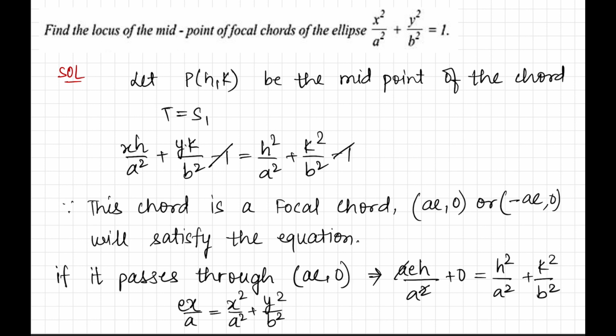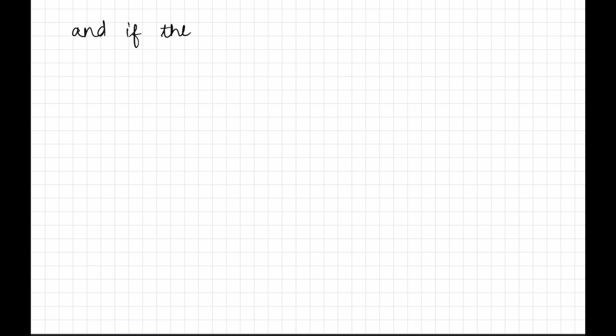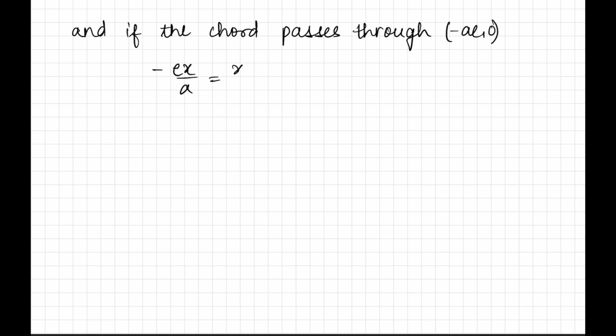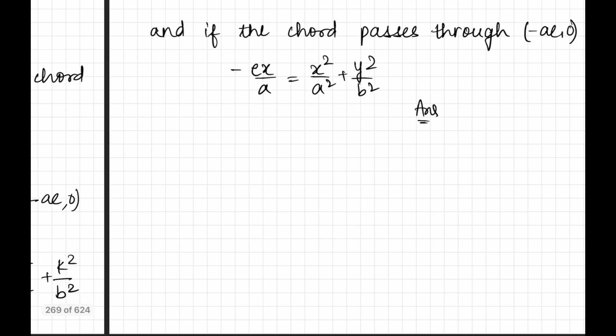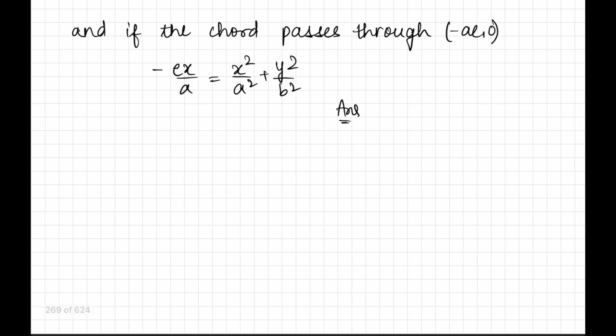Now if the chord passes through (minus ae, 0), we can write minus e into x by a is equal to x square by a square plus y square by b square. So these are the two answers to this question, students. So that is all that we have in this video, students.